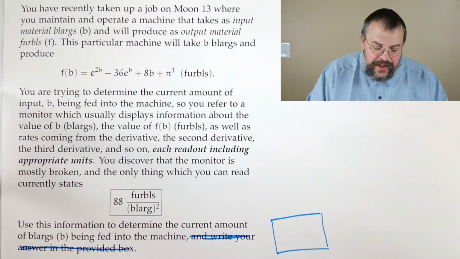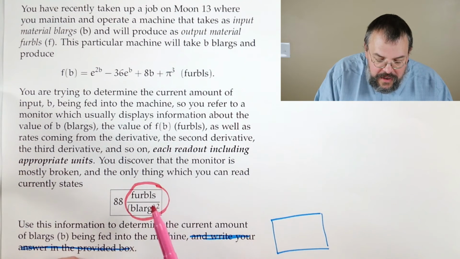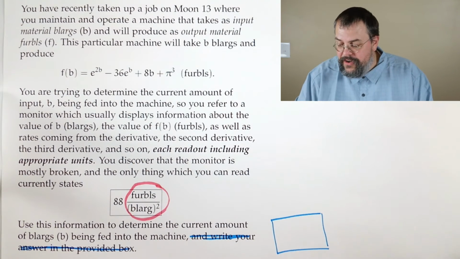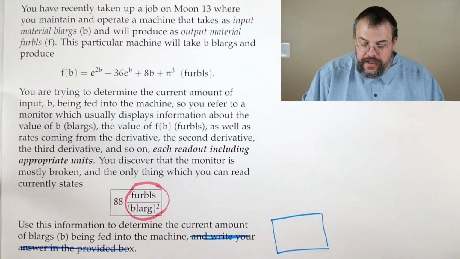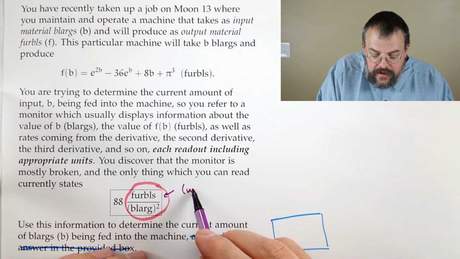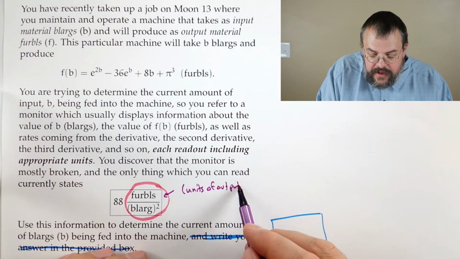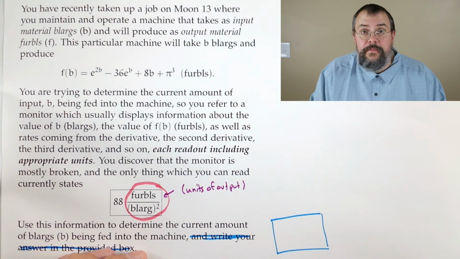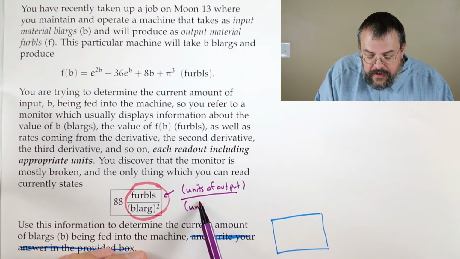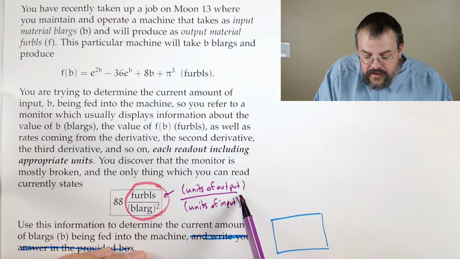Okay, so let's pay attention to the units here. What do we see? Furbles over Blarg squared. So if we look at what this is, we see the numerator. This is our units of the output, what comes out of the machine. Well, that makes sense. We always see the units of the output in any derivative. The denominator is the units of the input, but not just units of the input, it's units of the input squared.